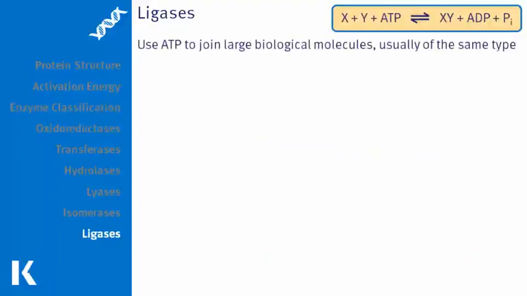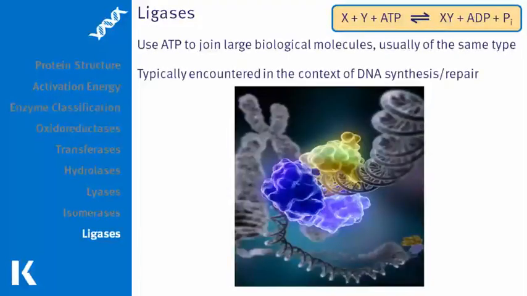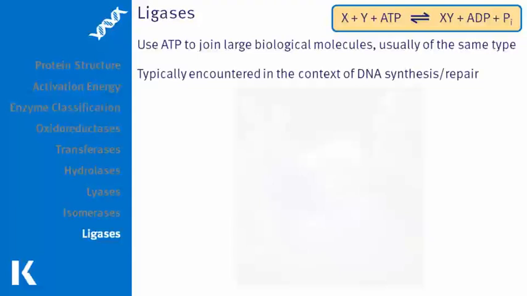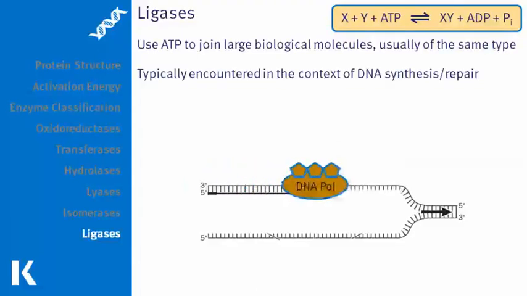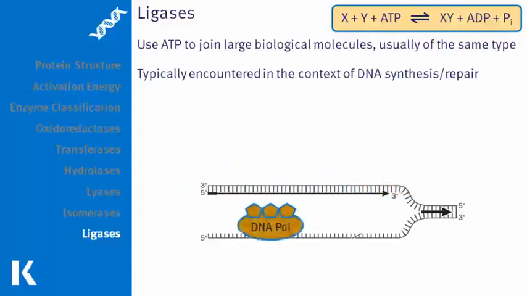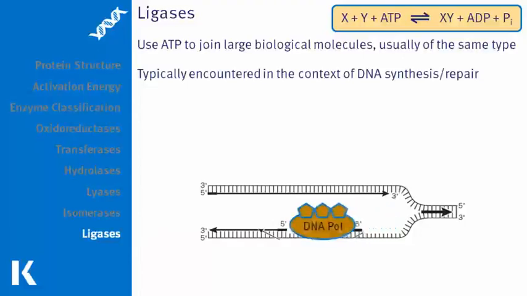Almost done! Our last class of enzymes is ligases. Ligases use ATP to link biological molecules. We generally see ligases functioning during DNA synthesis or DNA repair. Since you probably already know the process for DNA synthesis, it'll come as no surprise that ligase is used to create bonds between Okazaki fragments.